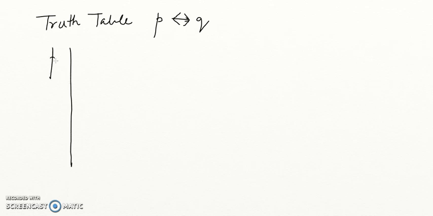So let's talk about the truth table for the if and only if statement. Now, as we already saw in the previous set, an if and only if statement is said to be true if P happens, then Q happens, and if Q happens, then P happens.